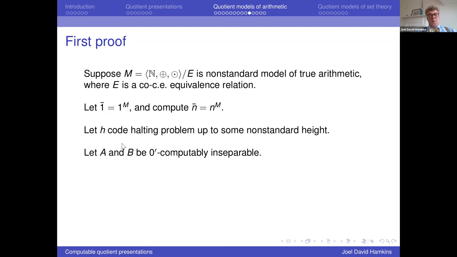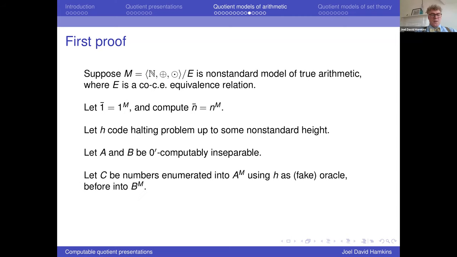And now let A and B not just be computably inseparable, but computably inseparable with respect to an oracle for zero jump. So we ask for zero-jump computably inseparable sets. They're both enumerable with zero jump as an oracle, and they're not zero-jump separable.